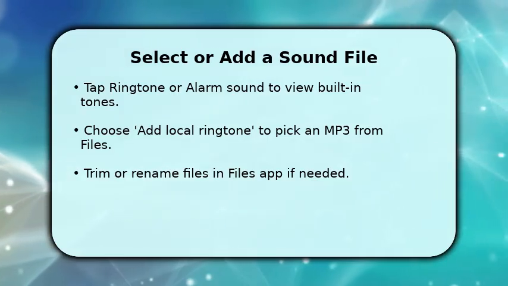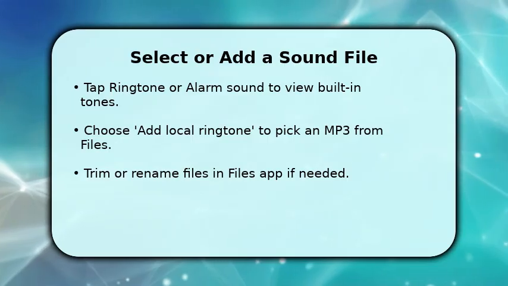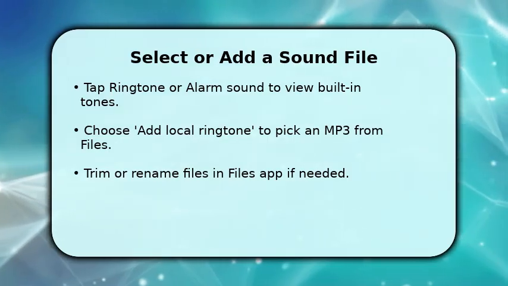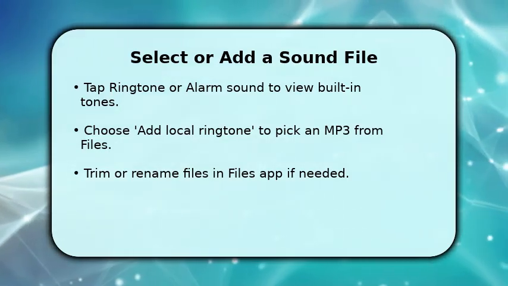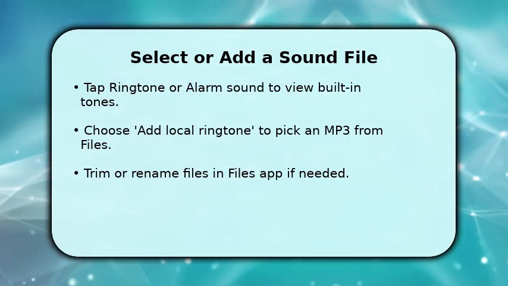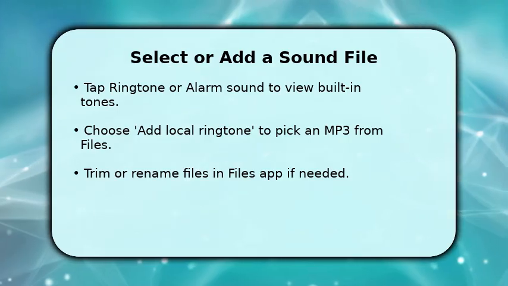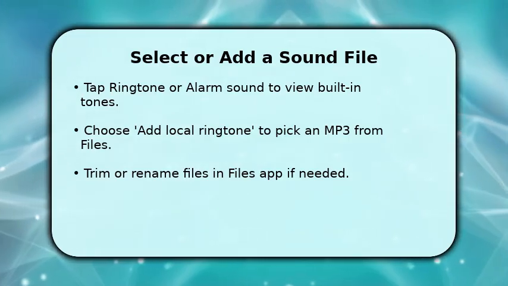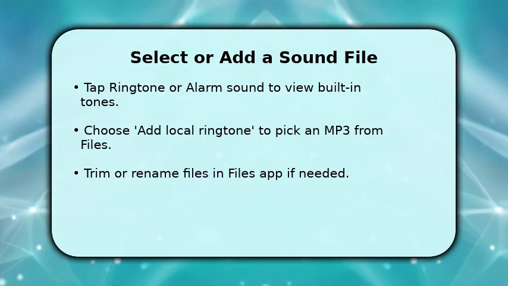If you want a custom MP3, choose Add Local Ringtone, then navigate Files to select your file. You do this because the phone links that file as the alarm audio. Make sure the MP3 is not corrupted and is under a few MB for faster loading. If necessary, trim or rename the file in File.